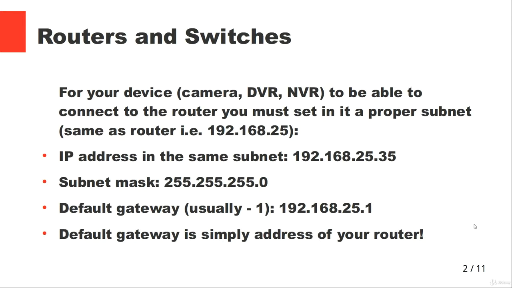For your device, like a camera, DVR, and NVR, to be able to connect to the router, you must set in it a proper subnet, the same as the router. As we already discussed, what is a subnet, what is an IP range, and every device on the LAN has to have the same range. When you're setting the IP for your device, it must be in the same range. You must use the mask, and you use the default gateway, which, as I said, usually is 1. So you have your range and the number 1. And as I said, the default gateway is simply the root address of your router.